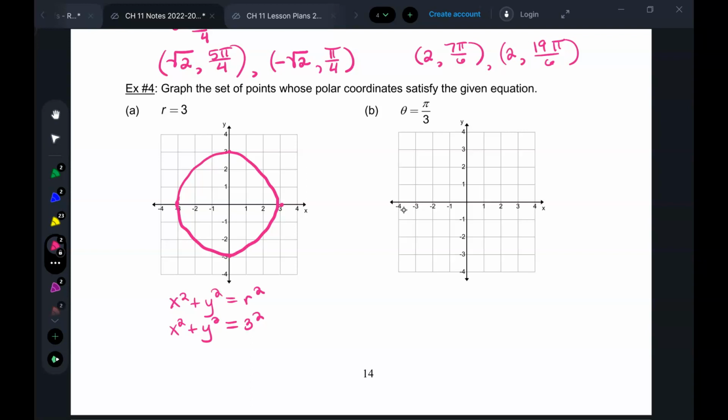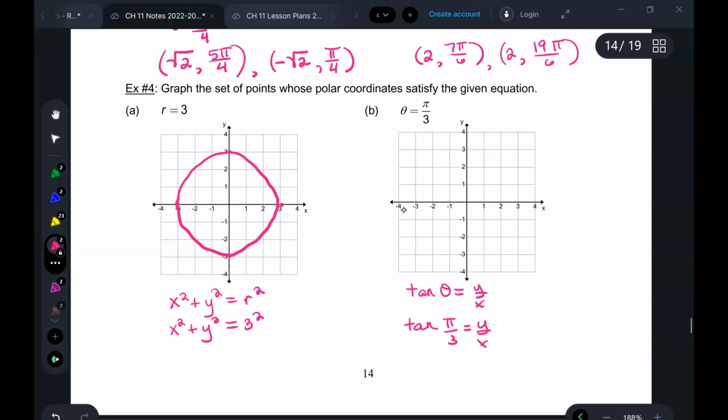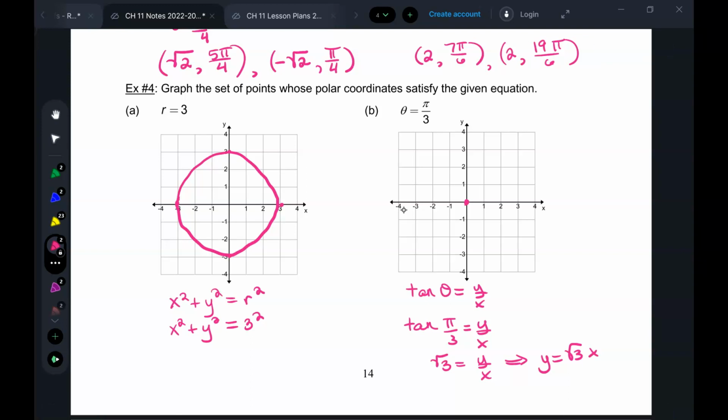All right, next we have theta is pi over 3. Well, remember, tangent of theta is equal to y over x. So tangent of pi over 3 equals y over x. Well, tangent of pi over 3 is root 3. So that means y is equal to root 3 times x. So just keep in mind, we'll have y-intercept at 0. And then, again, root 3 is about 1.7. So we'll go up 1.7 and we'll draw our line.